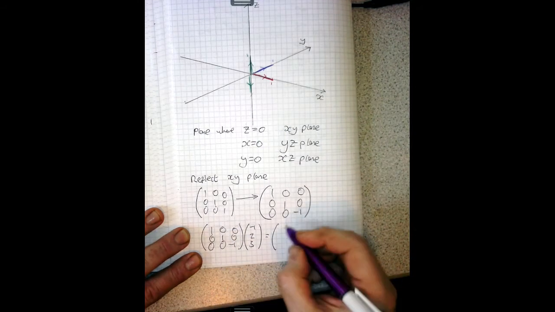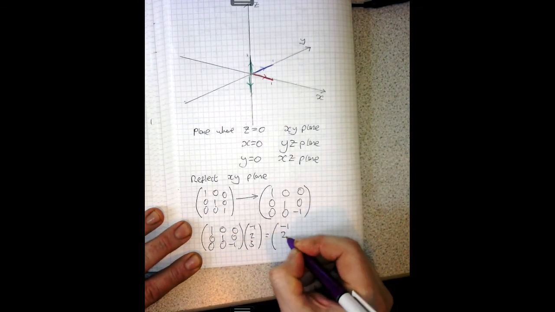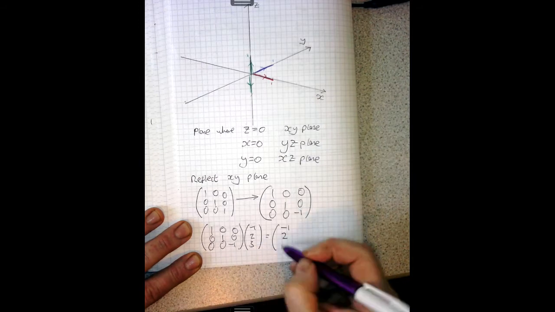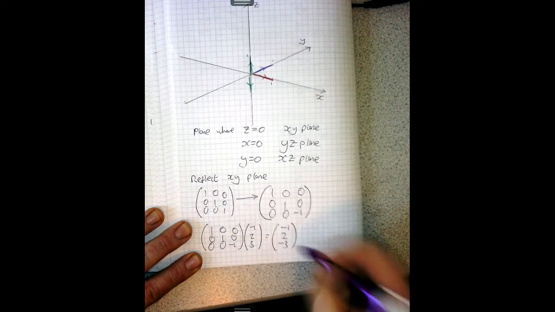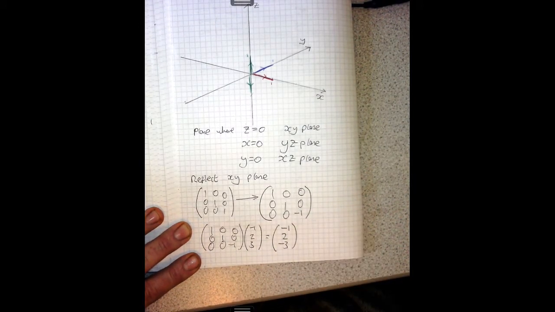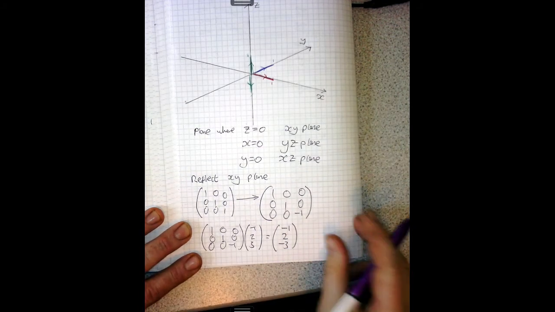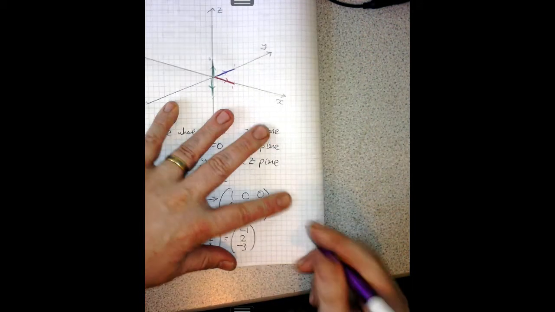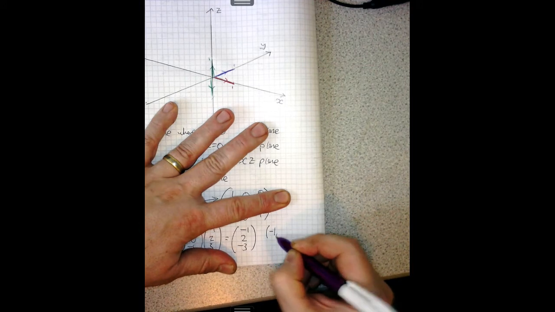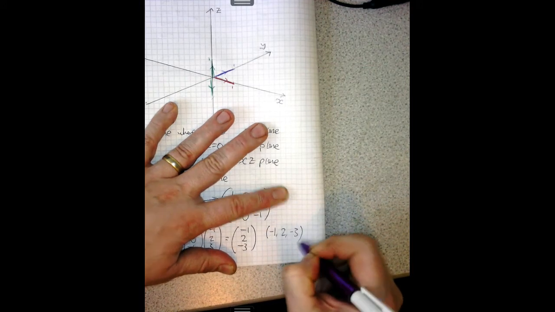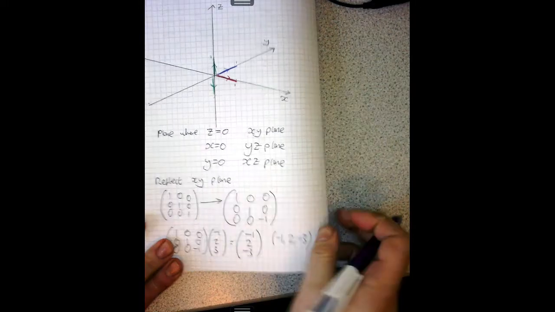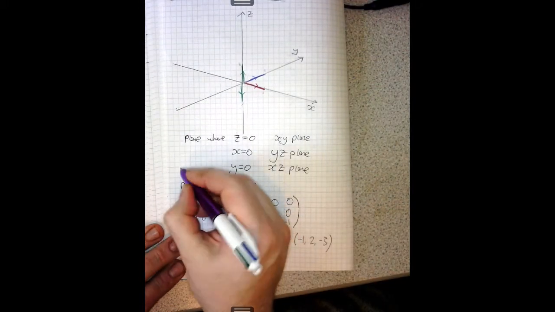Now, of course, I could reflect in any plane. So there's a bit of spiel in the book after this that talks about how if I reflect in x equals 0, that turns into -1. If I reflect in y equals 0, that turns into -1. If I reflect in z equals 0, that turns into -1. I don't necessarily need to remember this, but it is fairly obvious if we consider what happens to each of those 3 unit vectors.